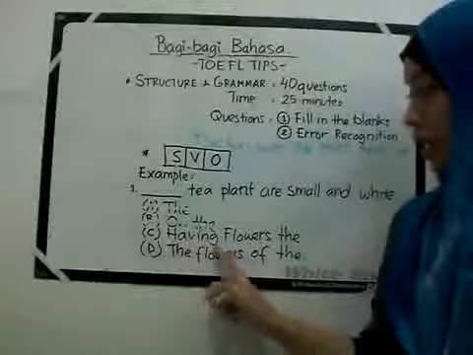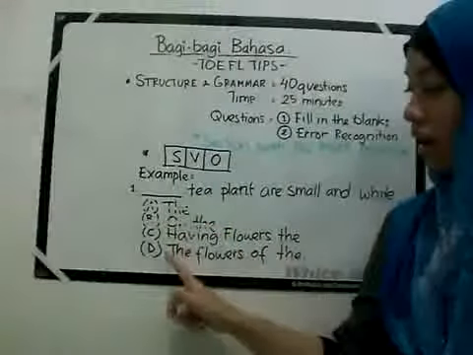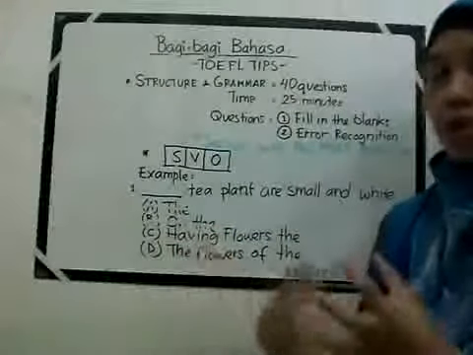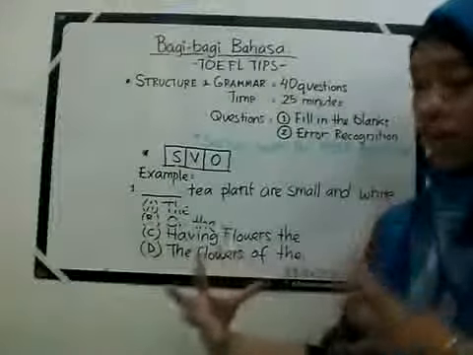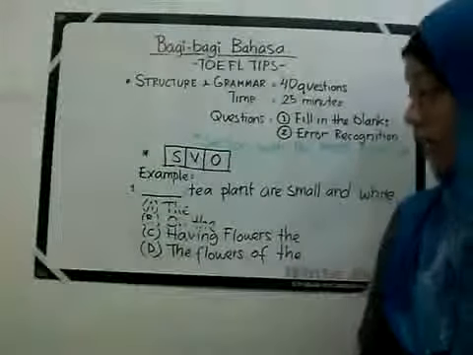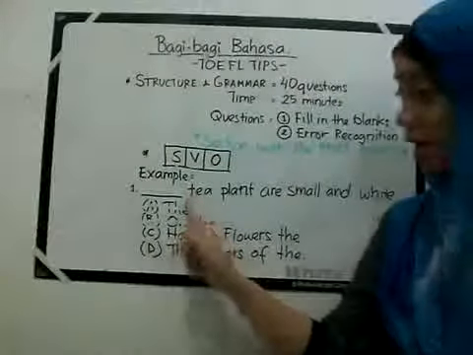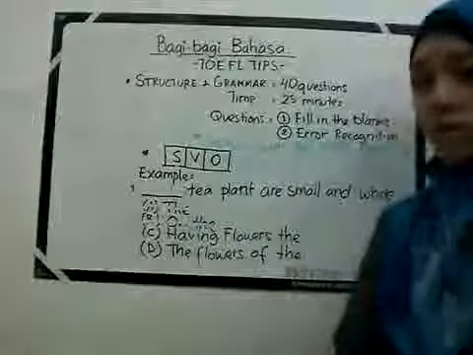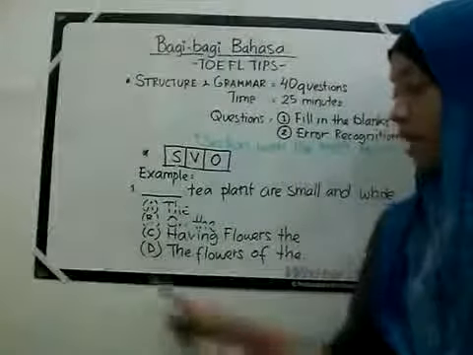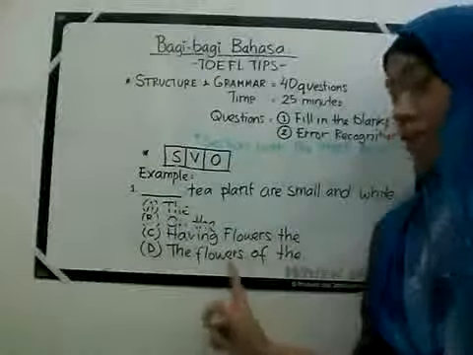Apabila kita menggunakan C, kita harus ada koma di sini karena having membentuk suatu klausa atau bagian awal di dalam suatu kalimat dan itu wajib ada koma. Sedangkan di sini tidak ada koma, maka dari itu jawaban yang paling tepat adalah yang D, the flowers of the.